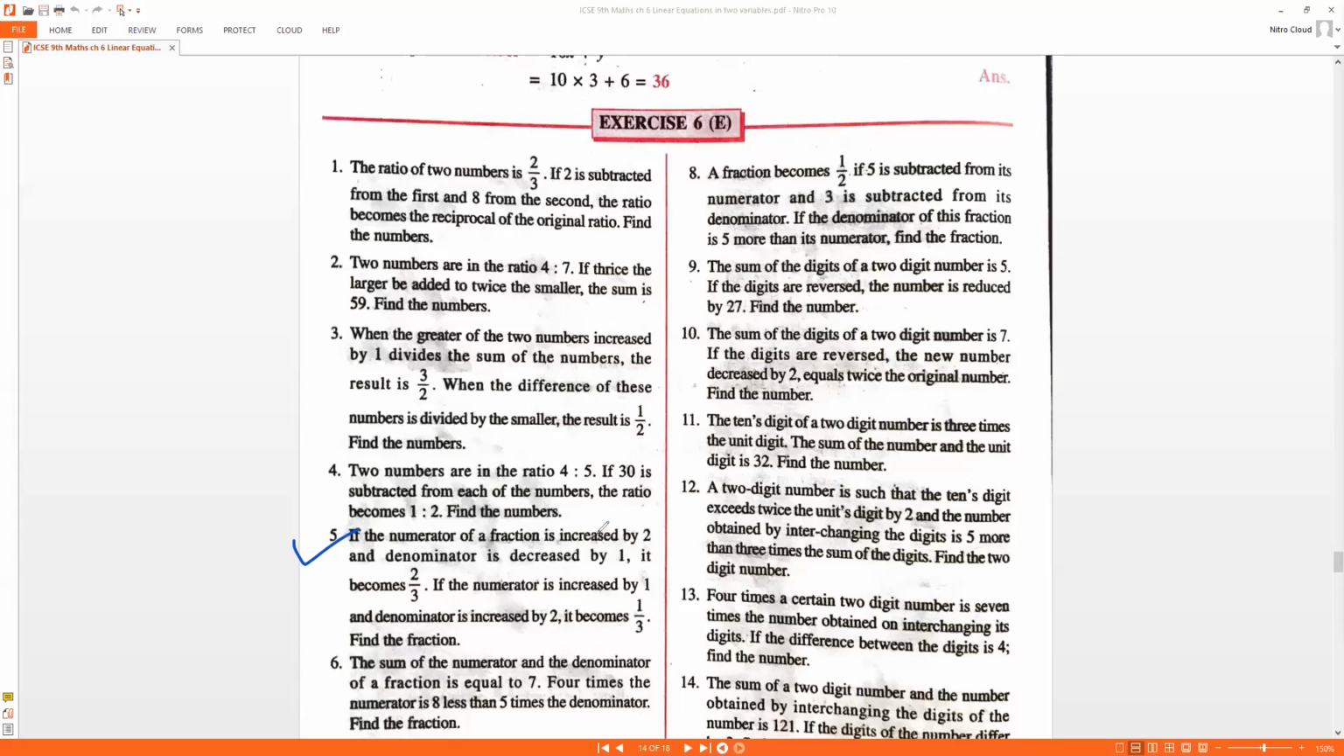If the numerator of a fraction is increased by 2 and the denominator is decreased by 1, it becomes 2 upon 3. If the numerator is increased by 1 and the denominator is increased by 2, it becomes 1 upon 3. Find the fraction. So let's go back to the whiteboard. Question 5.